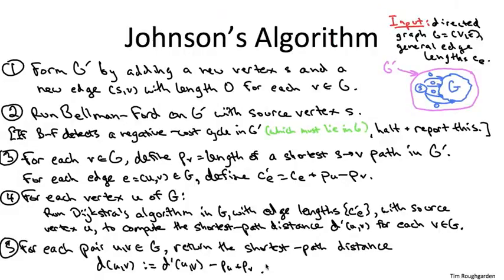That completes the description of Johnson's algorithm, which in effect is a reduction from the all pairs shortest path problem with general edge lengths to n+1 instances of the single source version of the problem, only one of which has general edge lengths, n of which have only non-negative edge lengths.